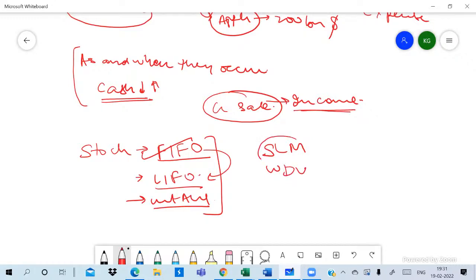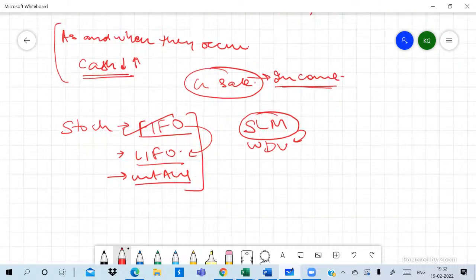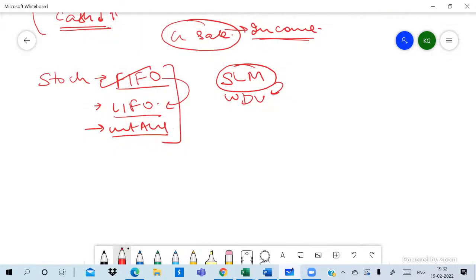So let's say for the last 20 years, you're following SLM. You want to move to WDV. You can do that, but there has to be a logic or a reason. It should not happen that year 1 SLM, year 2 WDV, year 3 SLM, year 4 WDV. This hopping should not keep happening, but you should be consistent. If the need arises, then you have that flexibility to change, but have a proper solid reason for that.